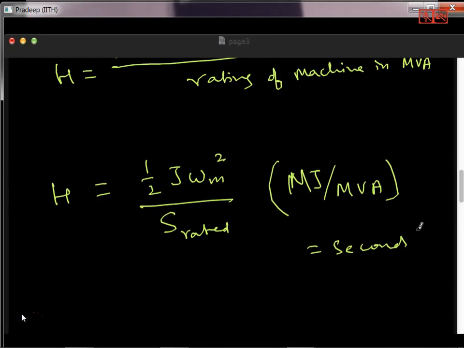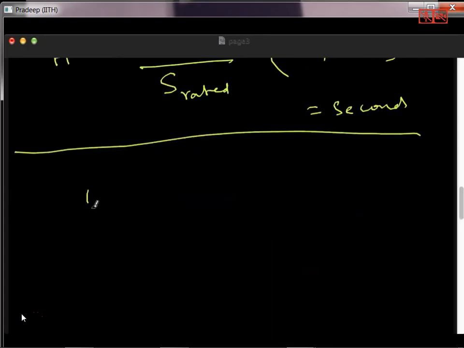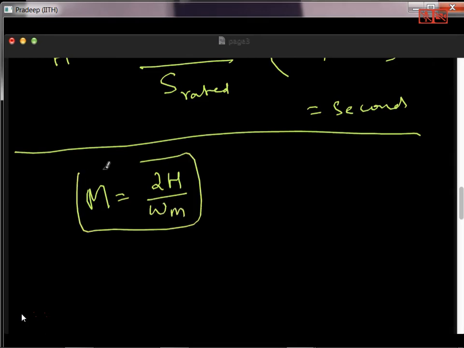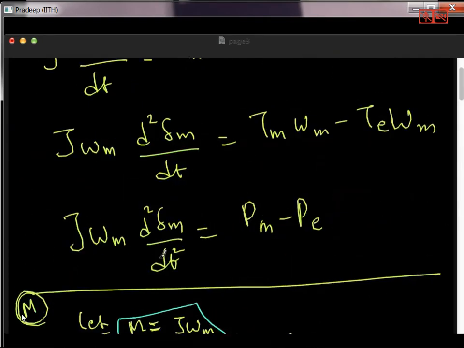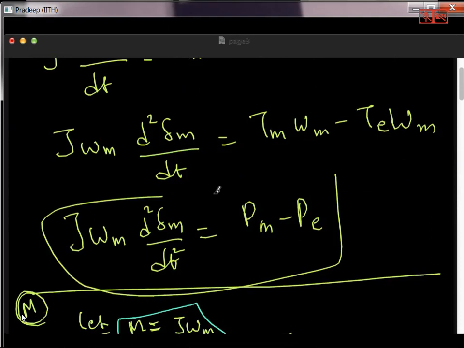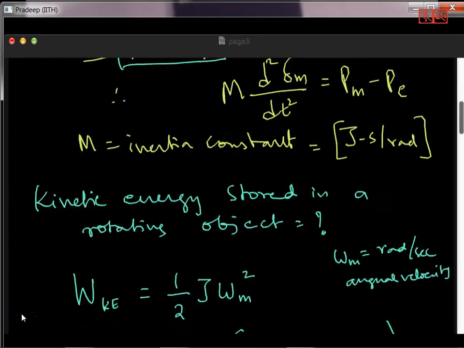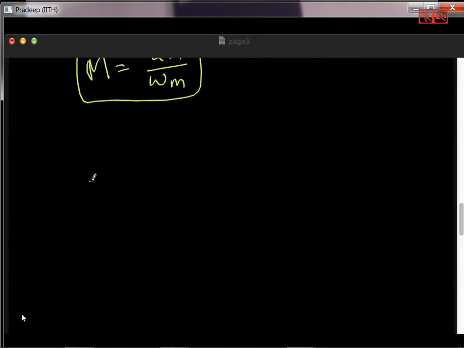So now we can also find the relation between M and H. Again, that is just simple substitution. You can find M is nothing but 2H by omega m, just by comparison. So now if I substitute this 2H by omega m into our main equation, that is what we had here, let's call it equation A, then I'll get the swing equation like this.